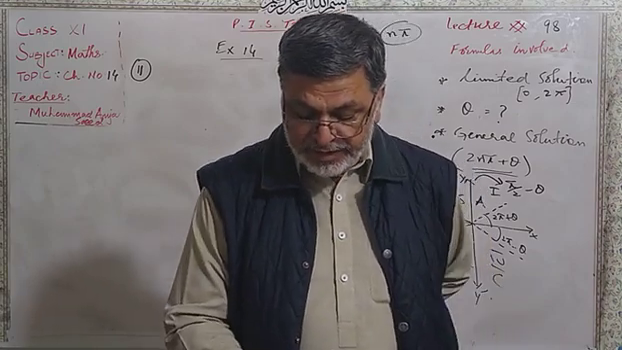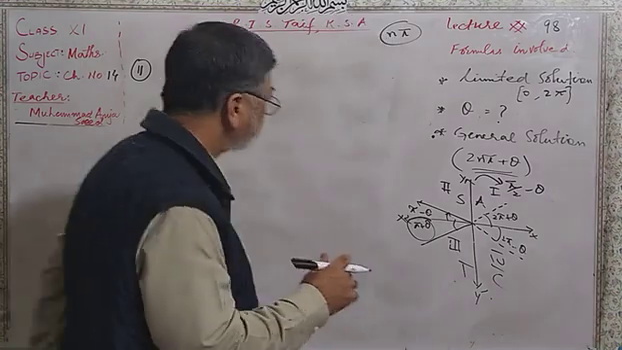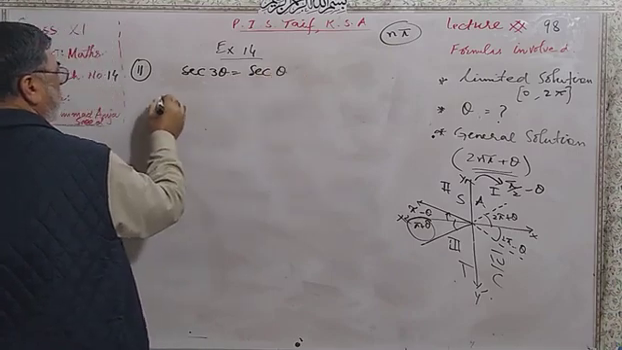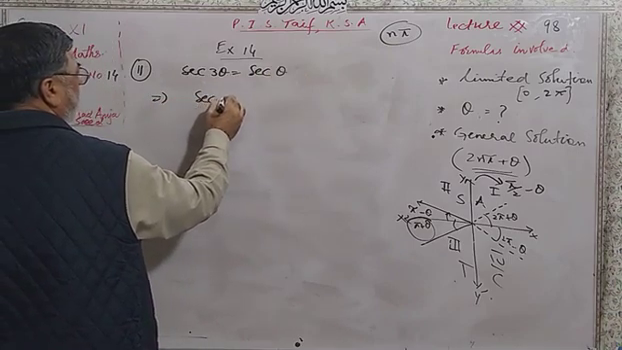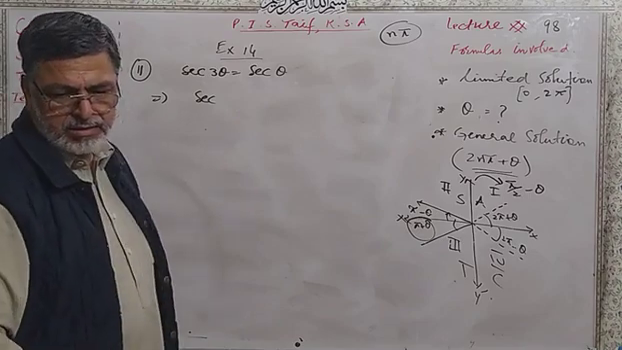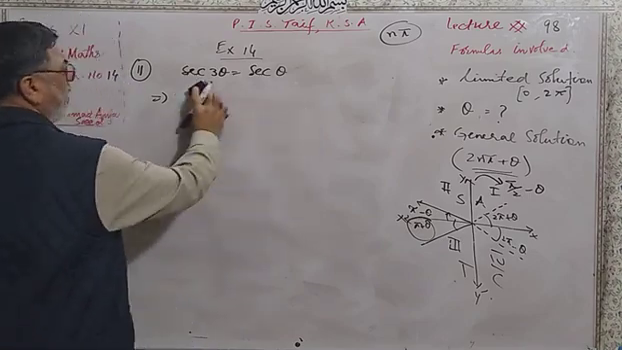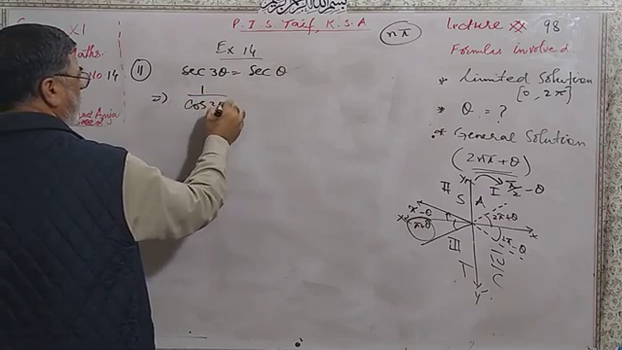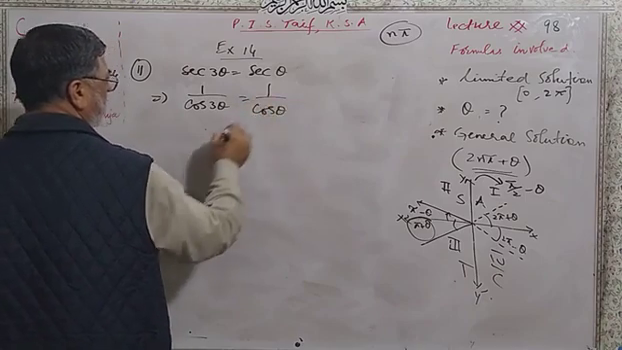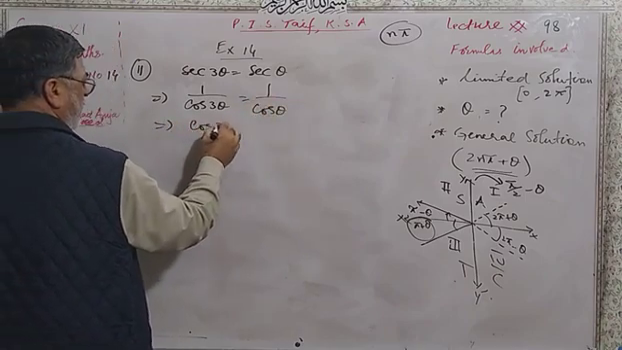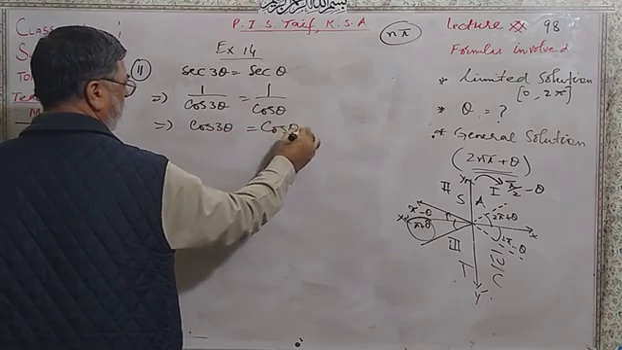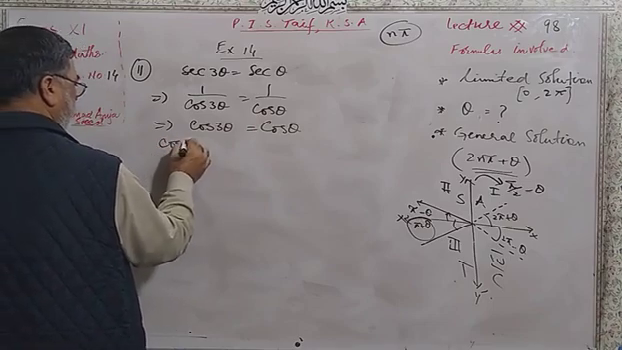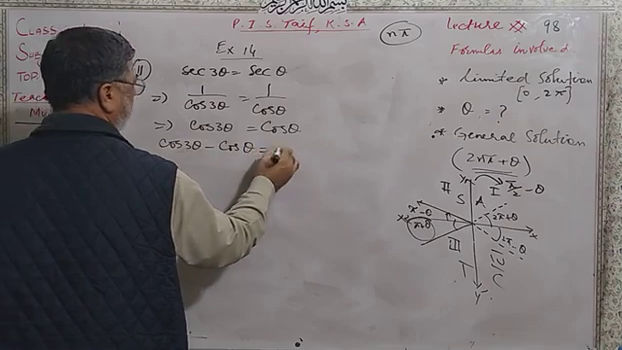That was secant 3 theta is equal to secant theta. So you can convert it into the reciprocal, and the reciprocal of secant is always cos. So 1 over cos 3 theta is equal to 1 over cos theta. So taking reciprocal, cos 3 theta is equal to cos theta, and cos 3 theta minus cos theta is equal to 0.